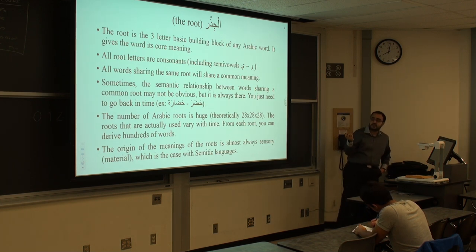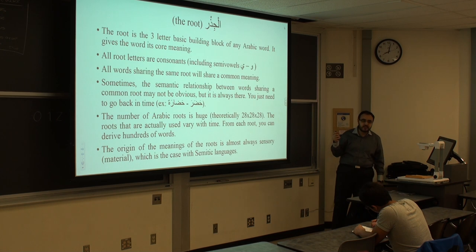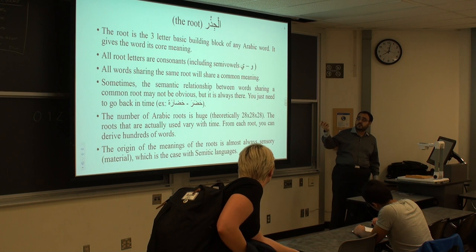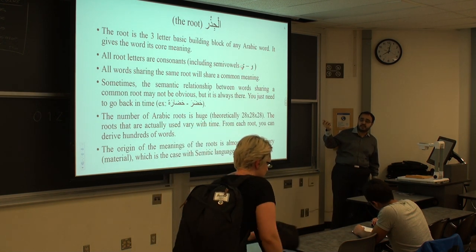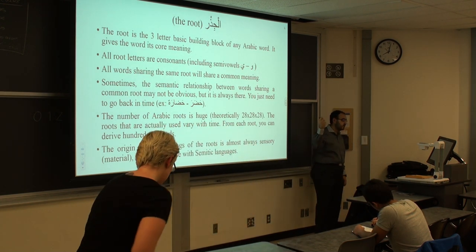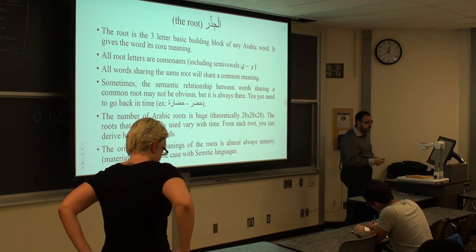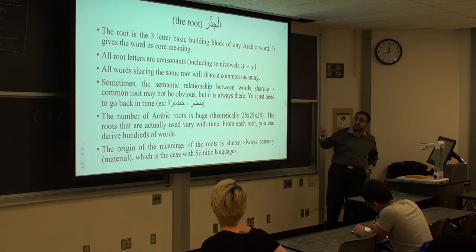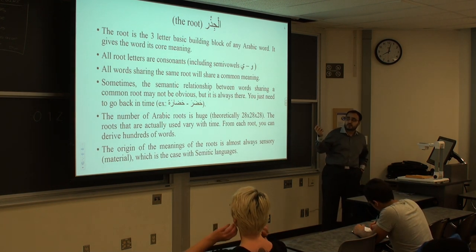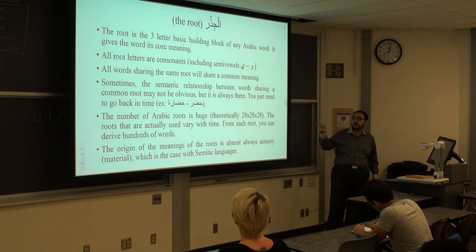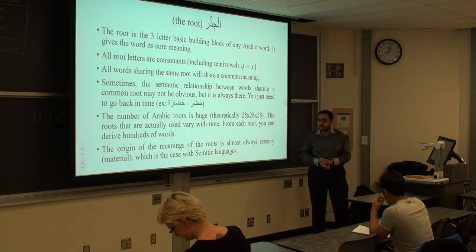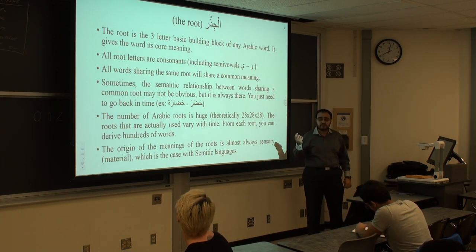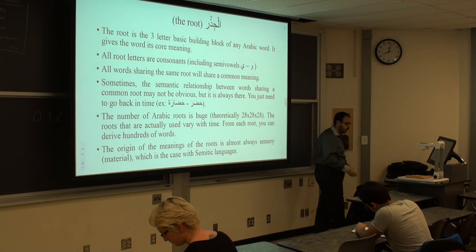It's important to note that all root letters are consonants. Whenever you have a root, you will not find any vowel in there. Consonants include the semi-vowel letters waw and ya, but they do not include the alif. We'll never find an alif letter in the root, because the alif is always a vowel. This is something that you always need to remember. All words sharing the same root will share a common meaning.